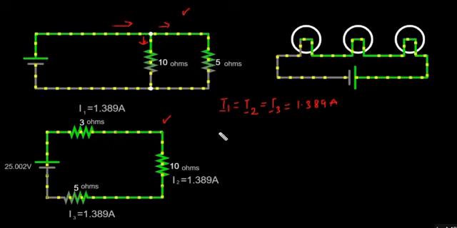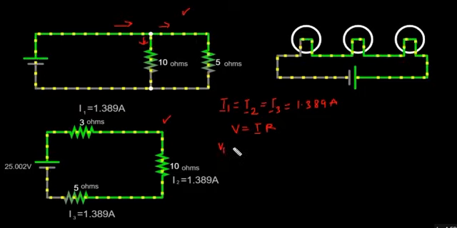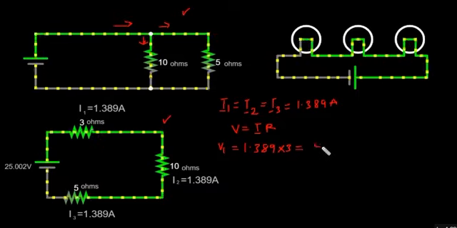And you're going to do this by applying Ohm's law, which is that voltage equals the product of current and resistance. In this case, you know the current for each of the resistors and you know the resistance. So I'm just going to calculate the voltage drop. So the first voltage drop will be equal to 1.389 amperes times 3 ohms, and this will give me a value of 4.167 volts.